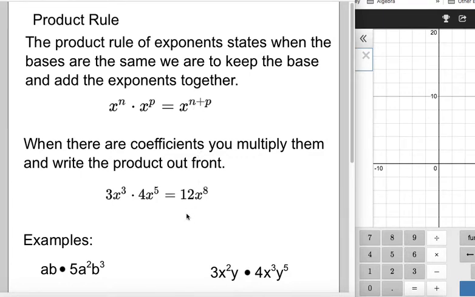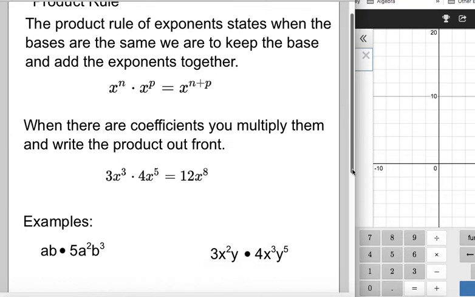When there are coefficients out front of expressions and you're multiplying like this, the coefficients will multiply together. So here is an example showing that the 3 and the 4, which are coefficients, will multiply together to be 12. Then you have x's in each expression, so you're going to have a common base of x, and then you add the exponents that go with the x's. So the 3 and the 5 will add together to be 8 there. Let's look at some samples together.